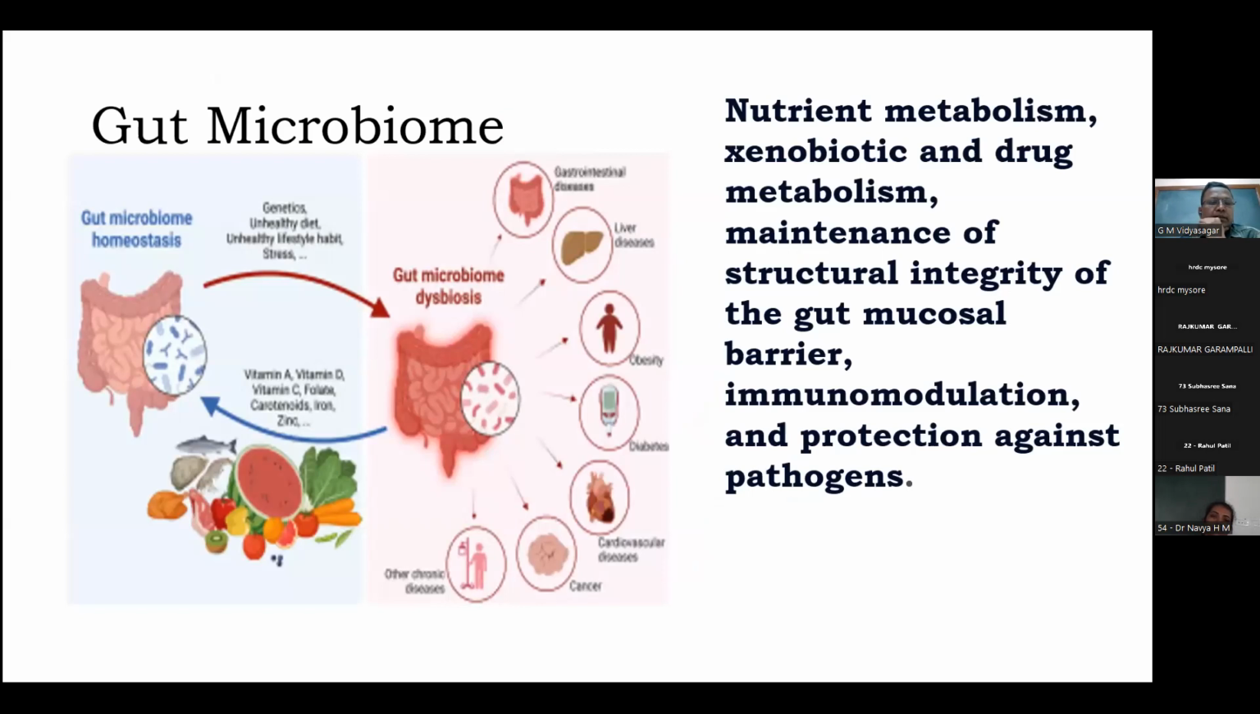Then, as I told, another important factor is the gut microbes. Gut microbes are disturbed almost everywhere because of so many factors we discussed: one is food, another is pollutants, the third is physical exercise. All these factors disturb the gut microbes in our intestine. They are involved in nutrition metabolism, xenobiotic and drug metabolism, maintenance of the structural integrity of the gut, and, very importantly, immunomodulation, and they protect us from pathogens.